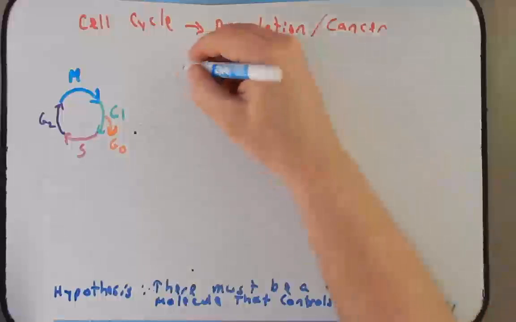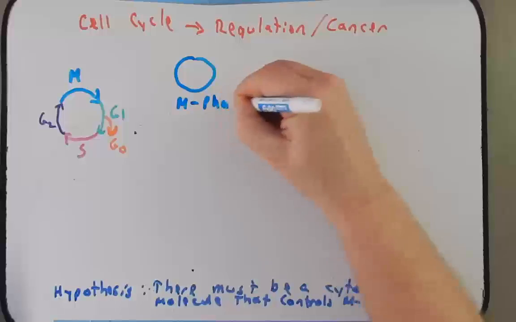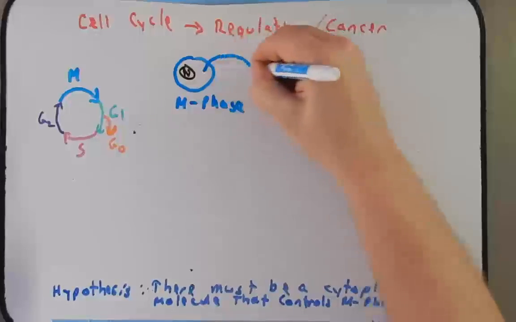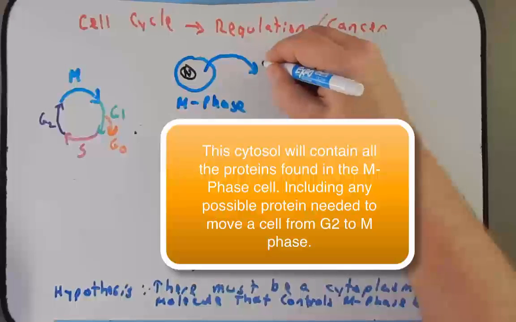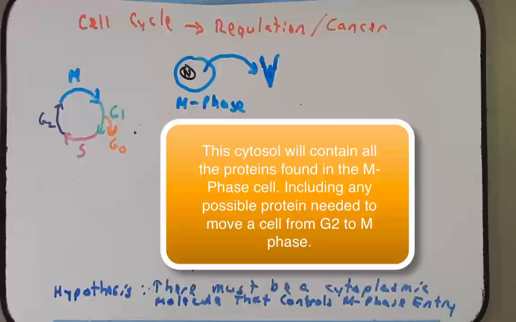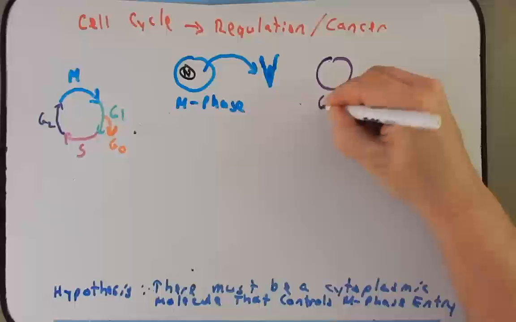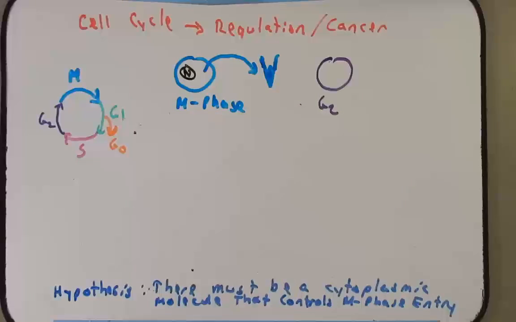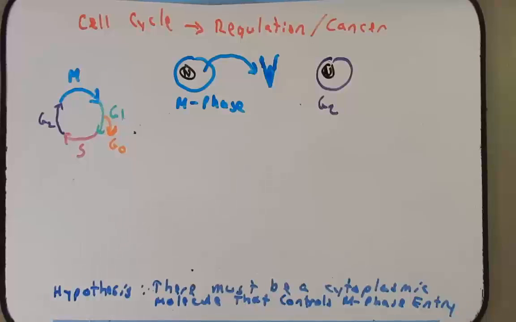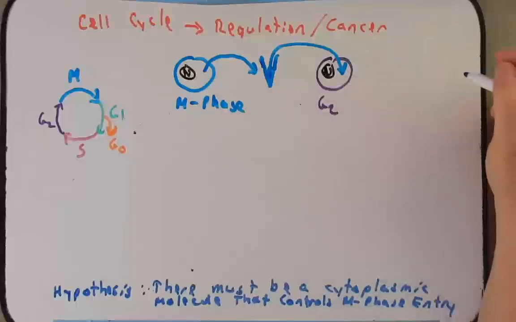So what they did was they took a cell that was stuck in M phase, and it contained the nucleus, of course, but they removed the cytoplasm from here. So let's just make a tube here full of cytoplasm from this M phase cell. They then took a cell that was in G2. Remember, last time they just fused them together. But now they're going to take this cytoplasm that they just isolated from the M phase cell and place it into this G2 cell.